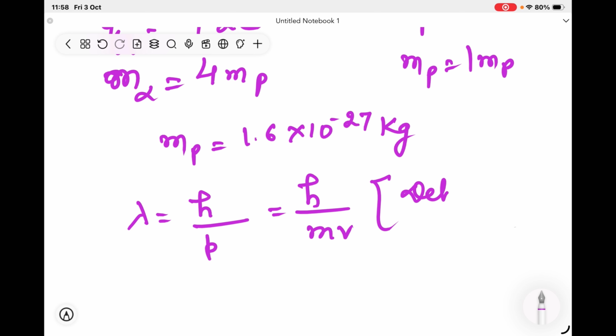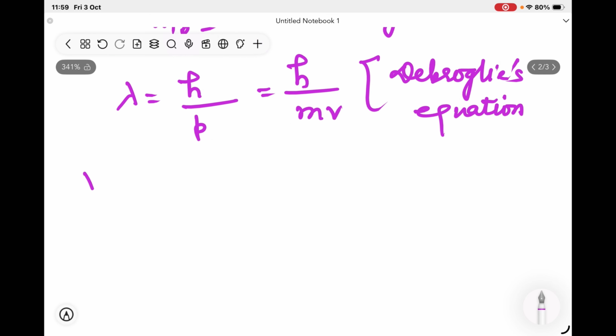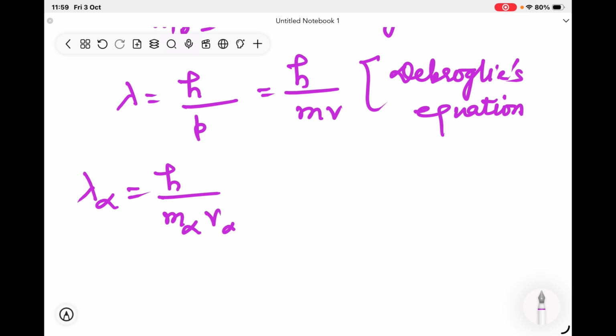We are making use of this de Broglie's equation, and we will write it one time for the alpha particle and one time for the proton. Then we will divide. So let us write it out. We are writing it for alpha. So it will be h, where h is Planck's constant, so it is constant, over mass of alpha, velocity of alpha. Similarly, we will write for proton: h is constant, mass of proton into velocity of proton.